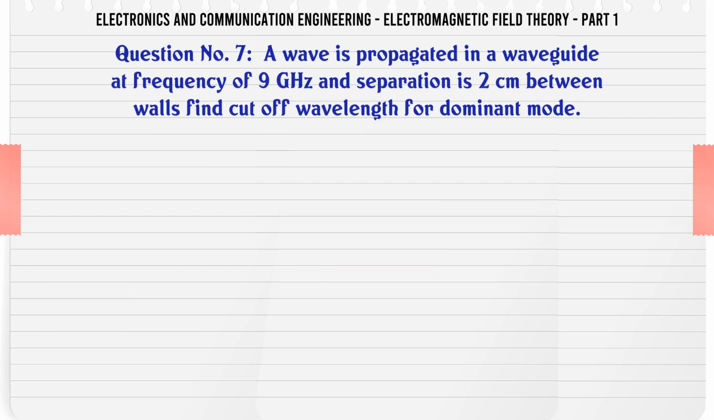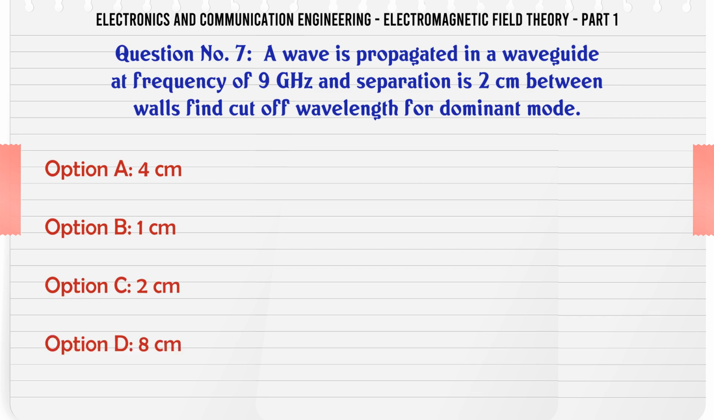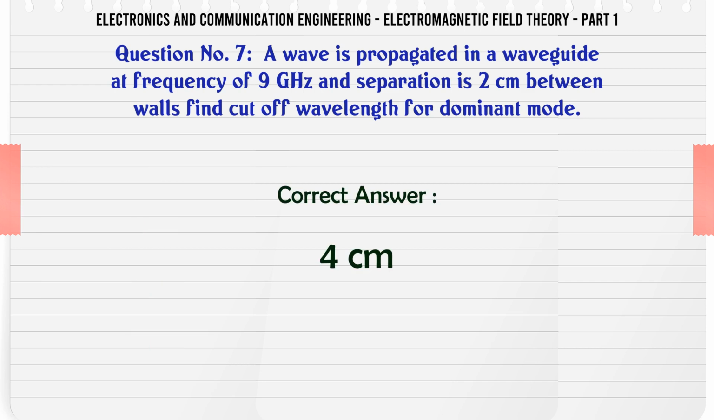A wave is propagated in a waveguide at frequency of 9 GHz and separation is 2 cm between walls. Find cut-off wavelength for dominant mode. A 4 cm, B 1 cm, C 2 cm, D 8 cm. The correct answer is 4 cm.